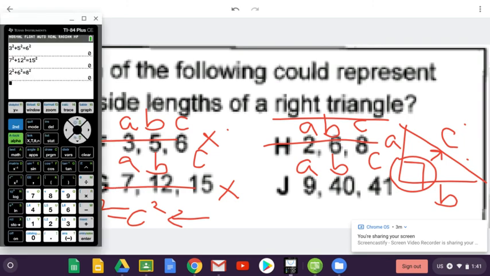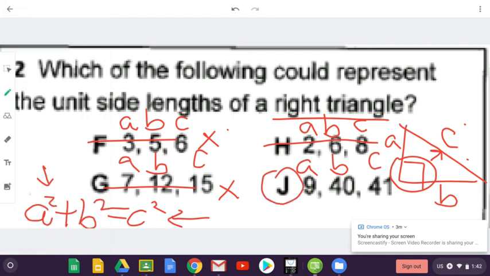Okay, so now my final one, 9 squared plus 40 squared, second math, is equal to 41 squared. And that's a true statement. So that is how we figure out if it could represent a right triangle by using the calculator.